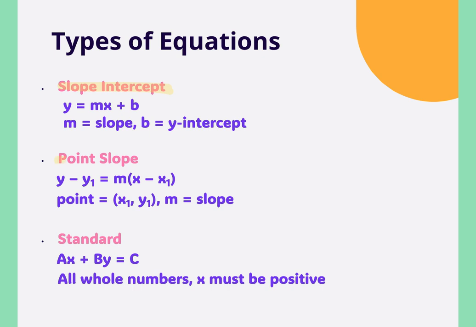The second one is point slope. And that equation is y minus y1 equals m times x minus x1. Any point on that line can get plugged in as your x1, y1, and then m is again your slope.